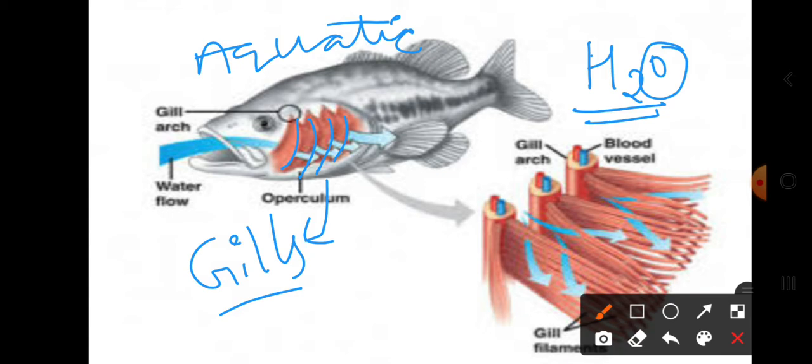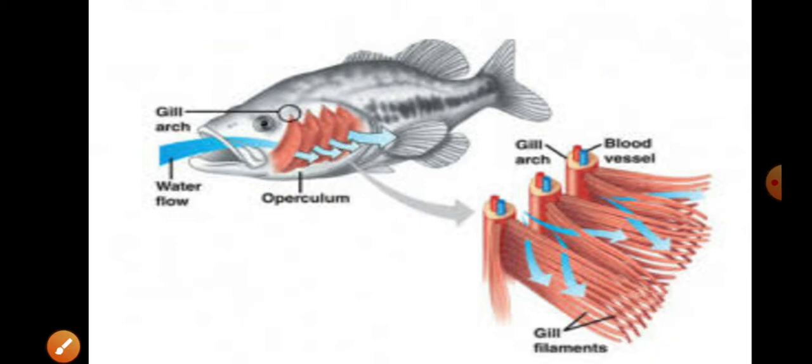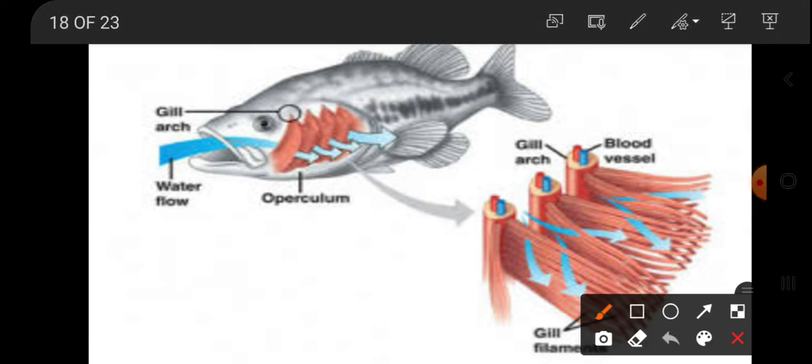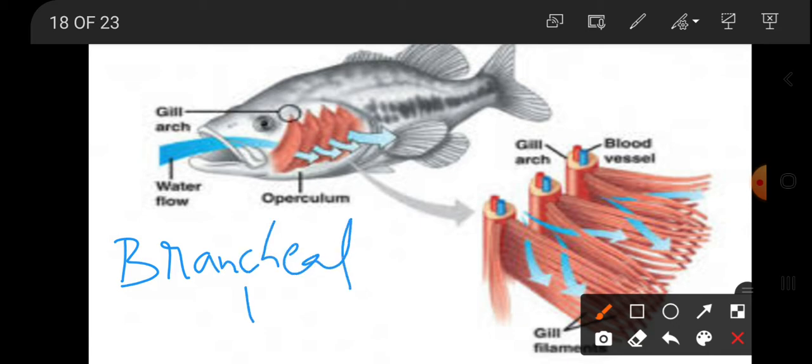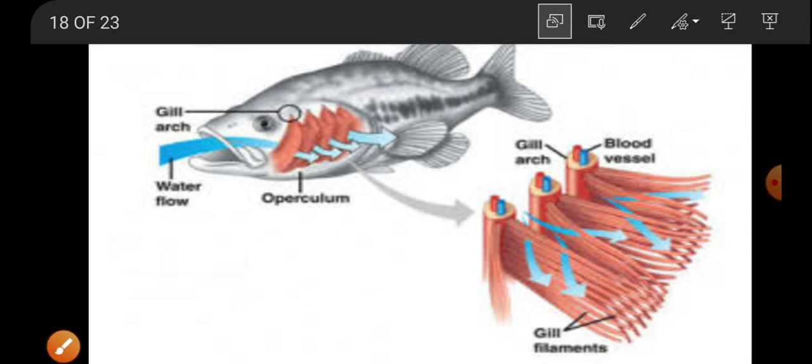These gills are present immediately below the operculum. It's an outer covering which protects the gills. If you lift the operculum, you can see the gills. These gills are the main respiratory organs in aquatic animals, and the method of respiration is called branchial respiration.